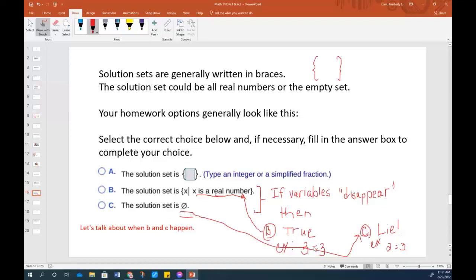So if the variables go away and you're left with a true statement, there are infinitely many solutions, and you need to choose option B.